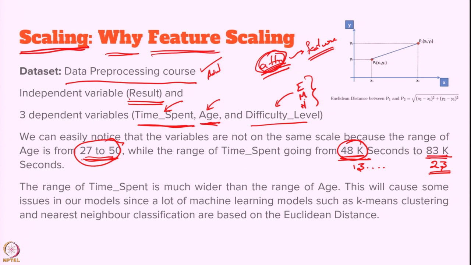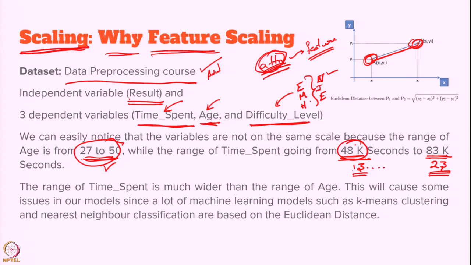Similarly, it is very huge compared to the three different class levels of difficulty level: easy, medium, hard, or easy, intermediate and expert, or novice, intermediate and expert. So now, how to do this? Most of the machine learning methods use distance metrics in their computation. If they use such a thing, all these variables will not have a significant impact. It only considers the time spent. We have to normalize this type of data in such a way that all the attributes contribute equally. That is why feature scaling, or data scaling, is required.